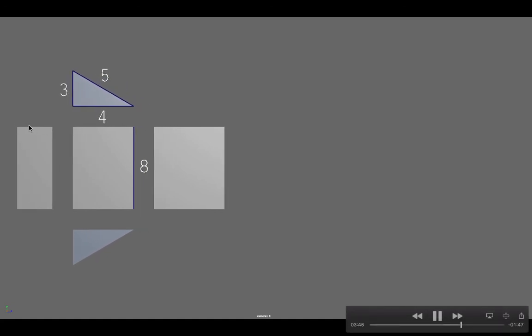This side of this lateral surface shares the height of the triangle, so it also has a length of 3. This side of this lateral surface shares the hypotenuse of the triangle, so it has a length of 5. And the height of all our lateral surfaces is 8. We begin calculating our surface area with the area of the triangle. 1/2 base times height gives us 1/2 times 3 times 4. Because there are two congruent triangles, we multiply this quantity by 2.